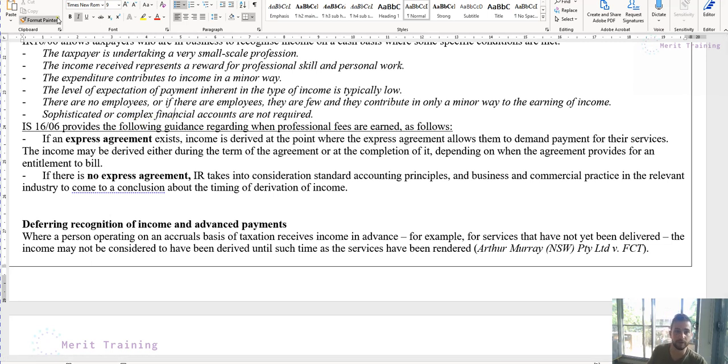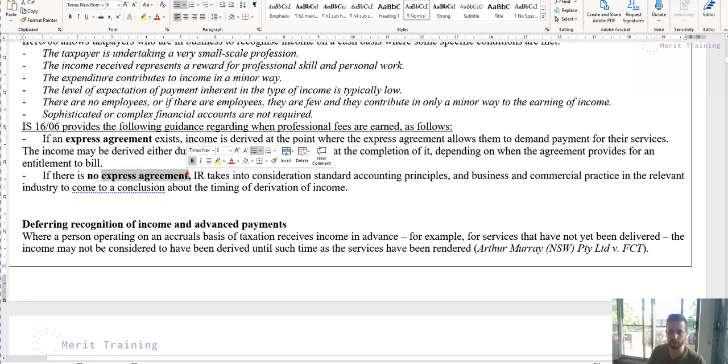So in terms of when professional fees are earned, there's this IS 1606, which provides some guidance from the Commissioner in terms of the timing of when professional fees are earned. So basically it depends on whether there's an express agreement in place. If there is an agreement in place that allows them to demand payment for the service, then the income may be derived either during the term of the agreement or the completion of it, depending on the agreement. But if there's no express agreement, it takes into consideration accounting principles in terms of when the relevant time is to derive that income.